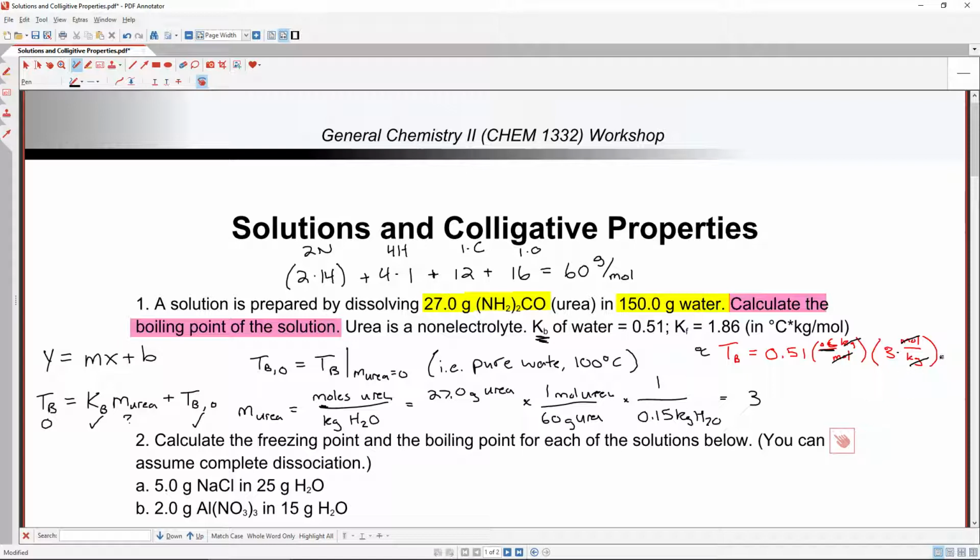That's perfectly fine. Right. And the last thing is we have to add, let me change back to my color, our 100 degrees C. And we will find that the new boiling point is 101.53 degrees Celsius. That is our answer.